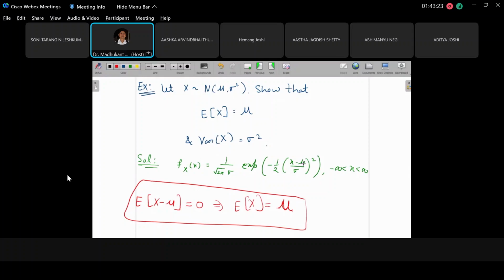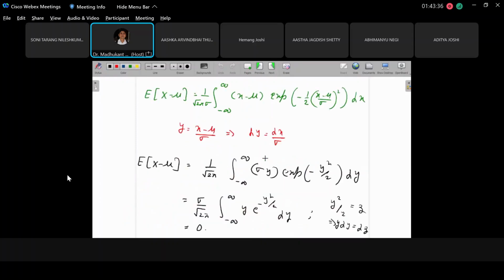Because we have to deal with the integral, which is very complicated. If you write down expectation of x minus mu, what is that? Integral of x minus mu times fx of x. So what is fx of x? It is 1 upon root 2 pi sigma times exponential of minus 1 by 2, x minus mu by sigma whole square, dx.